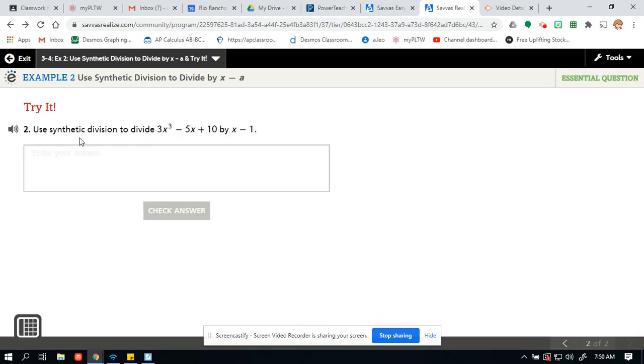All right, so you have synthetic division. It looks like it has some placeholders that you need to put in there.